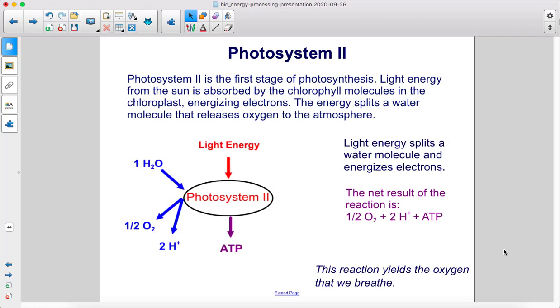Photosystem 2 is the first stage of photosynthesis. Light energy from the sun is absorbed by the chlorophyll molecules in the chloroplast, energizing electrons. The energy splits a water molecule that releases oxygen to the atmosphere. Light energy splits a water molecule and energizes electrons. The net result of the reaction is 1/2 O2 plus 2H plus ATP. This reaction yields the oxygen that we breathe.